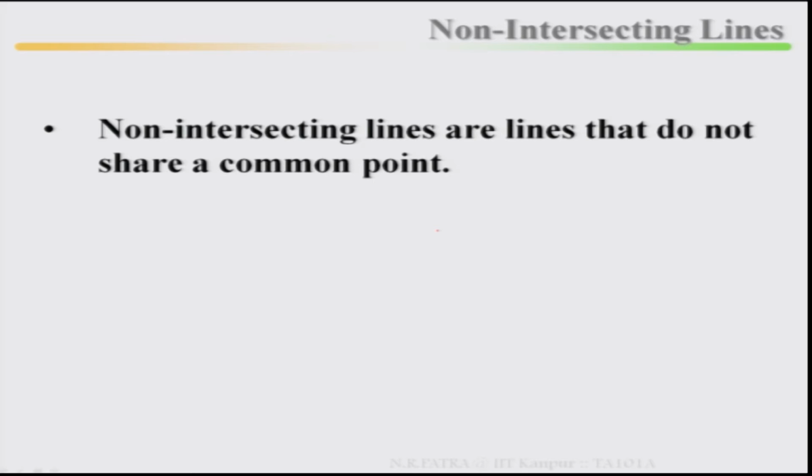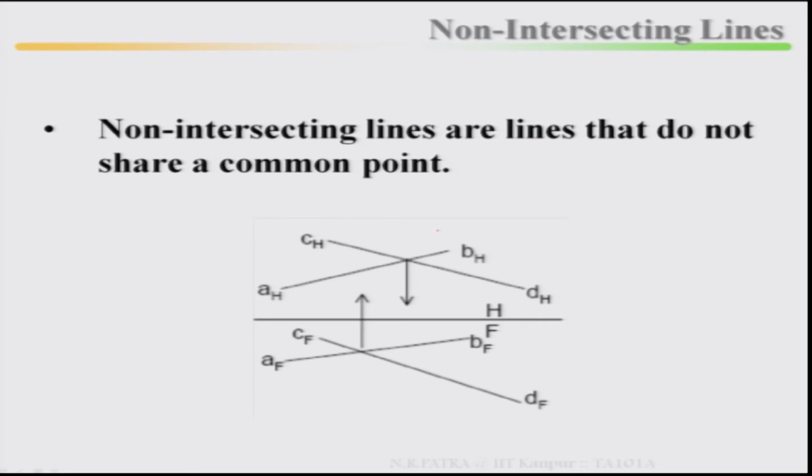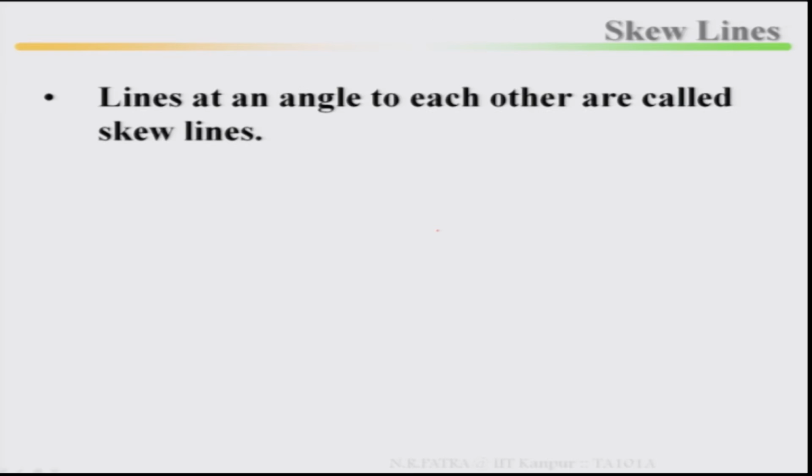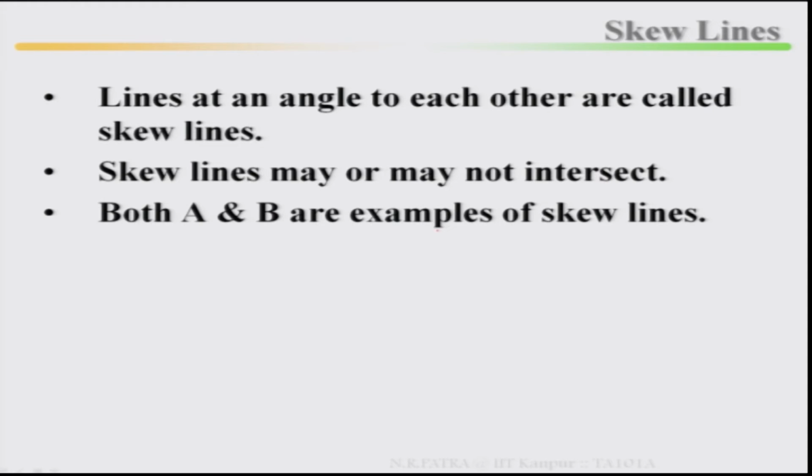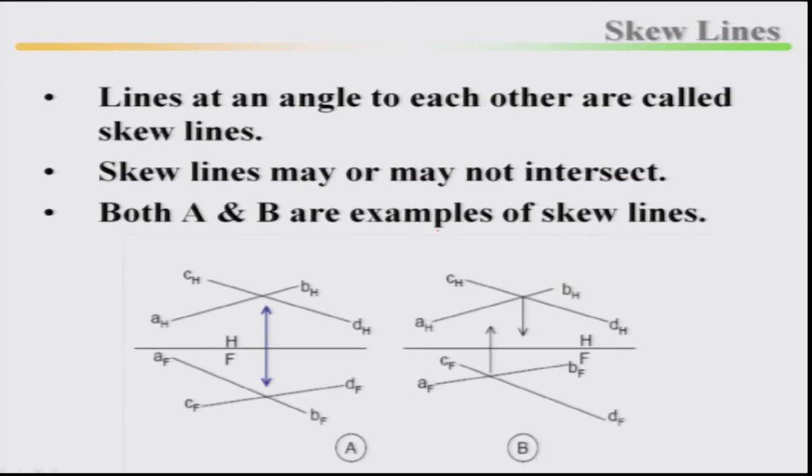Non-intersecting lines are lines that do not share a common point. Lines at an angle to each other are called skew lines. Remember, skew lines may or may not intersect. Both A and B are examples of skew lines.